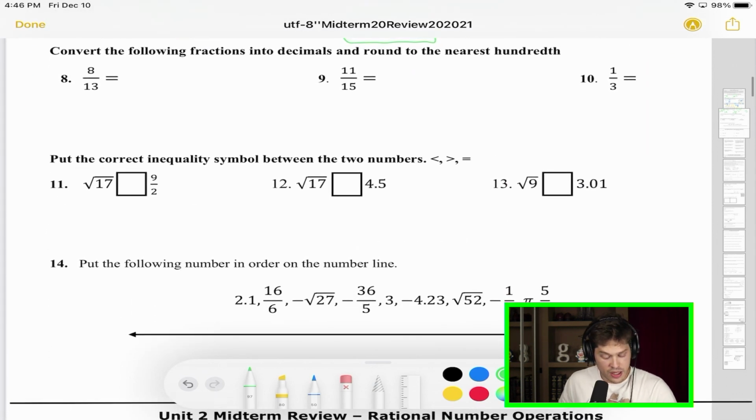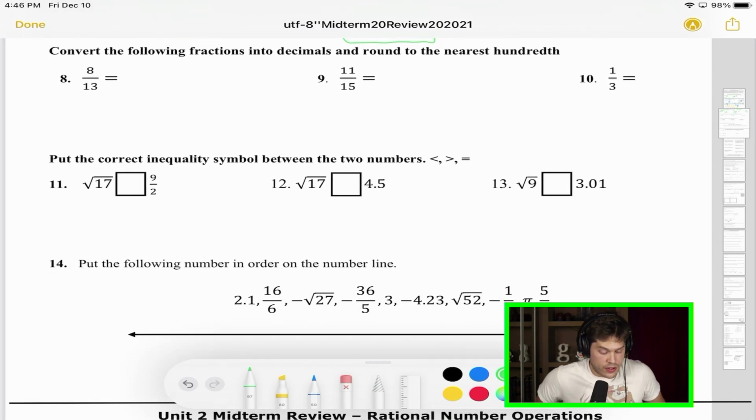Okay, convert the following fractions into decimals and round to the nearest hundredth. So 1/3, this is 0.3 repeating. If you put it to the nearest hundredth, it would be 0.33.